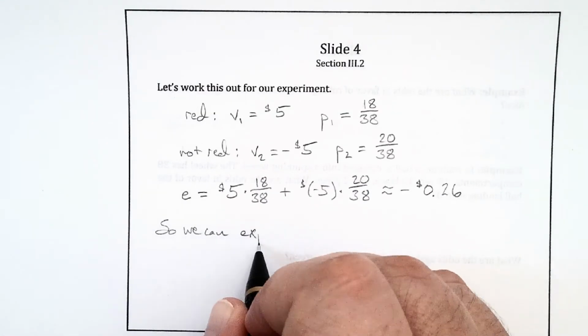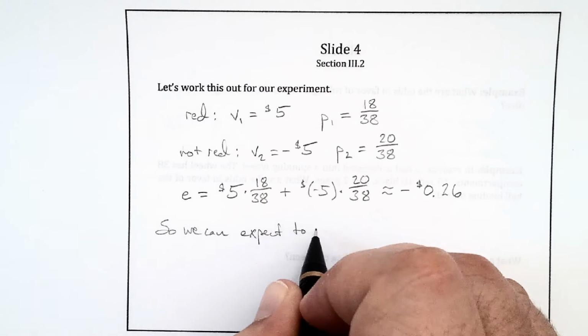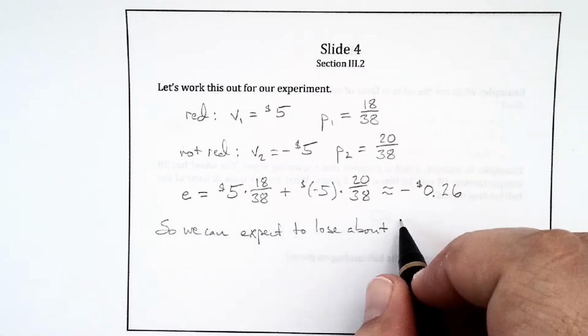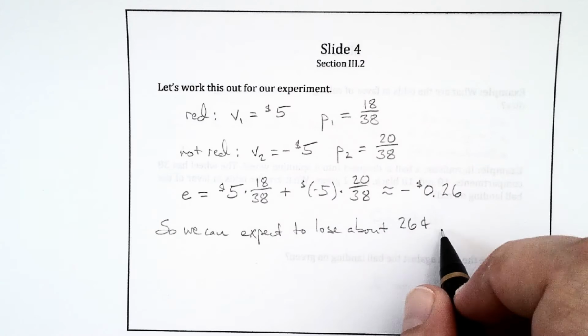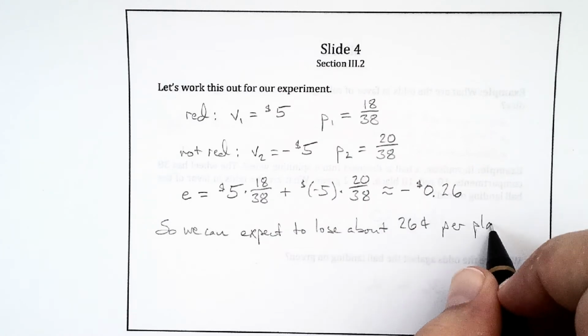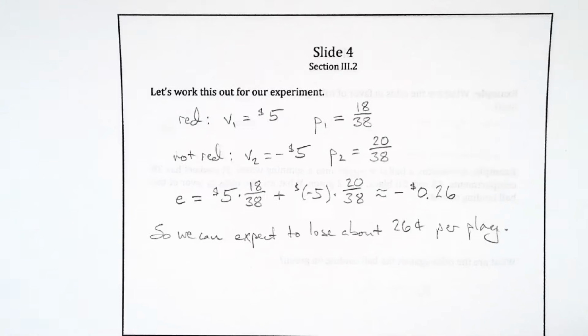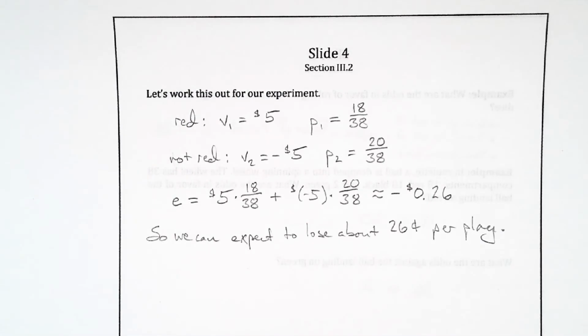So we can expect to lose about 26 cents per play. Yeah, but this is over time. Every time you play, you either win $5 or you lose $5. 26 cents is not even a possible outcome.